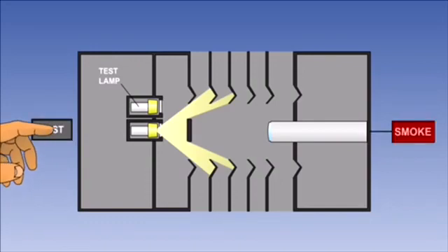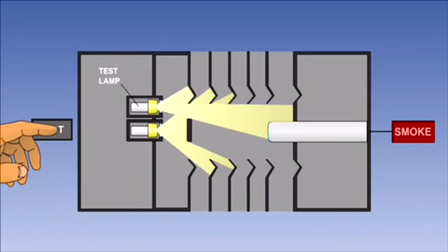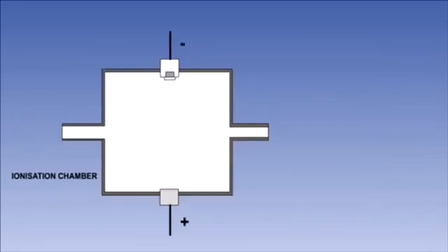There is a test lamp in the unit. This lamp is positioned so that when it is switched on, some of its light will be seen by the photoelectric cell, generating a smoke warning.